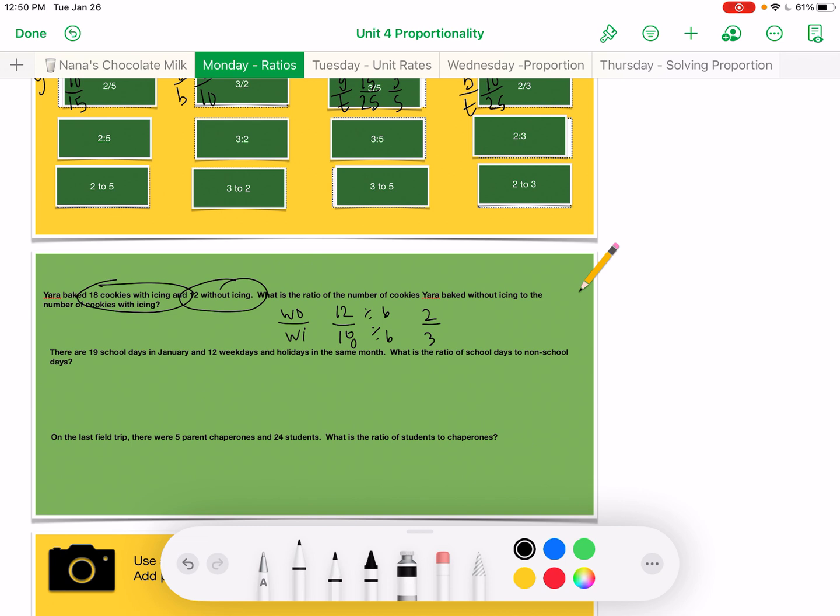There are 19 school days in January, and there are 12 weekdays and holidays. What is the ratio of school days to non? So we want school days that we went to school to non-school days. So the ratio would be 19 to 12. 19 is prime. You cannot simplify that. You could also write it 19 to 12 in the other forms.